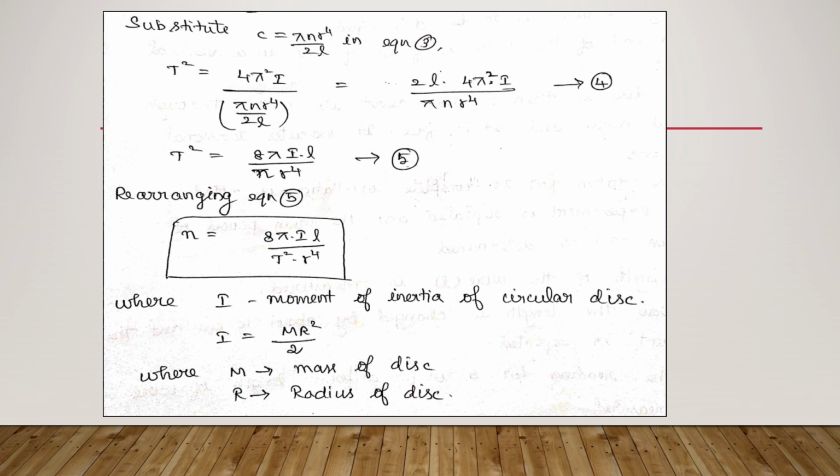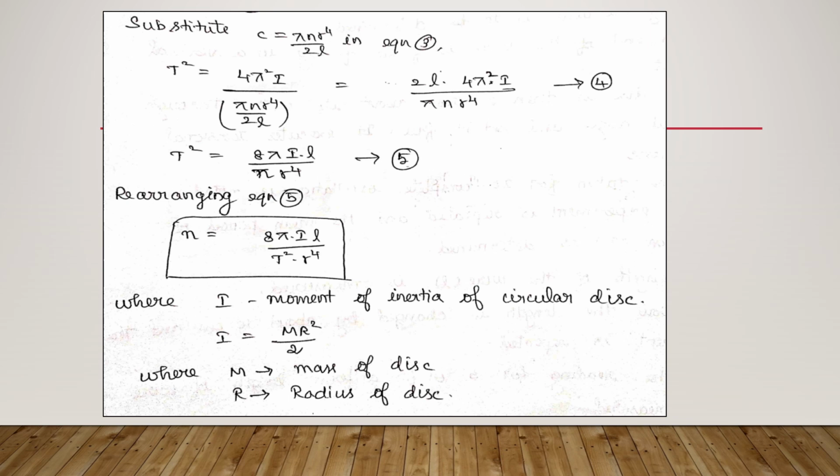So in our formula we are going to substitute the value of C. So T square is equal to 4 pi square I divided by, instead of C I have substituted pi n r power 4 by 2L. So I am rearranging this equation and finally I got the value T square is equal to 8 pi IL by n r power 4.